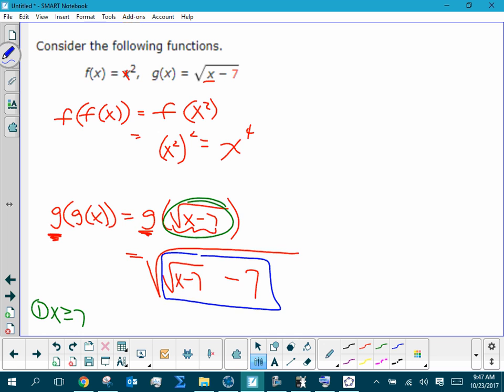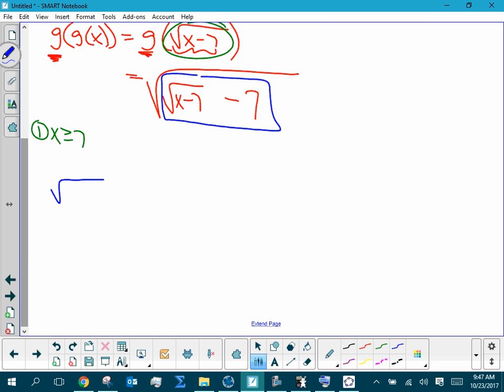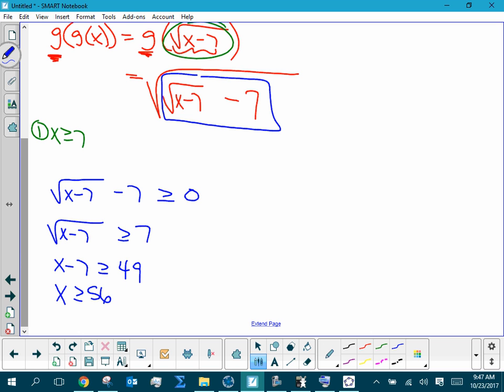So I'm going to go to the side. I'm going to do root of x minus 7, minus 7, and make that greater than or equal to 0. Add 7 to both sides. Square both sides. Add 7 to both sides. Now it's saying x has to be greater than or equal to 56.